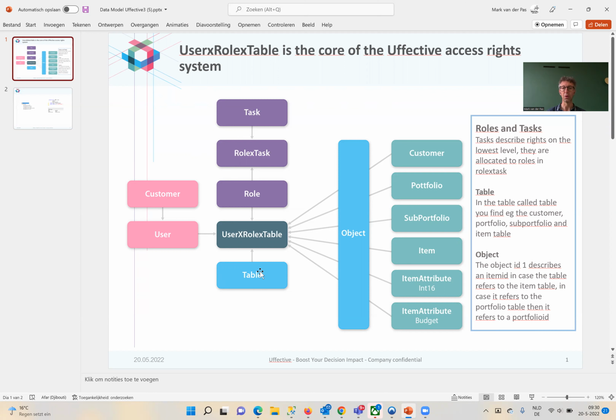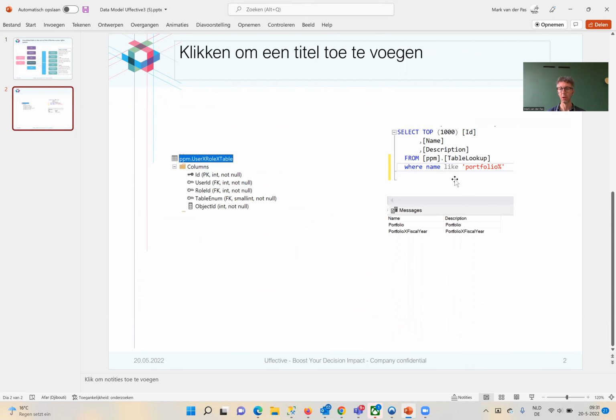This table holds rows with, for example, item, sub-portfolio, portfolio, customer, all kind of tables are mentioned in the table with tables. I have an example over here. So if you look at the table, you can see, for example, that there is a row with the name portfolio, and there's a row with the name portfolio across fiscal year. There's also a row with an item or with a sub-portfolio, and so on. And each of them has a unique ID.